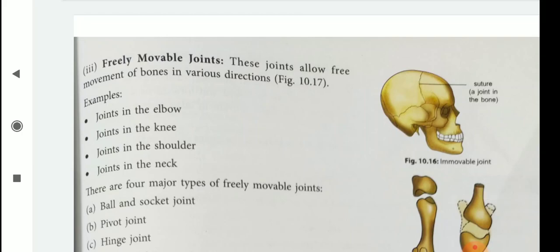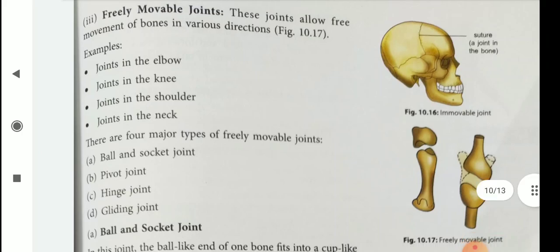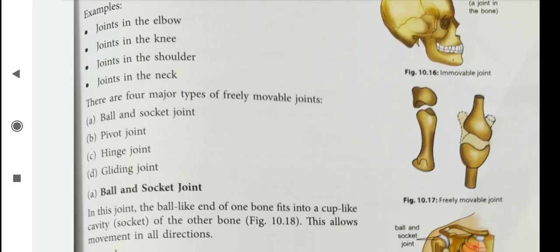Then freely movable joints. These joints allow free movement of the bones in various directions. For example, joints in the elbow, knee, shoulder and neck. So these are the examples of freely movable joints. There are four major types of freely movable joints. These are, children, ball and socket joint, pivot joint, hinge joint and gliding joint.